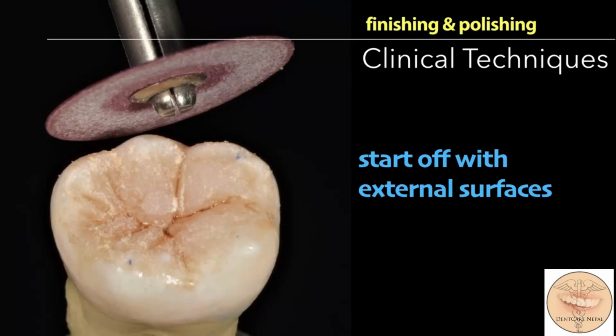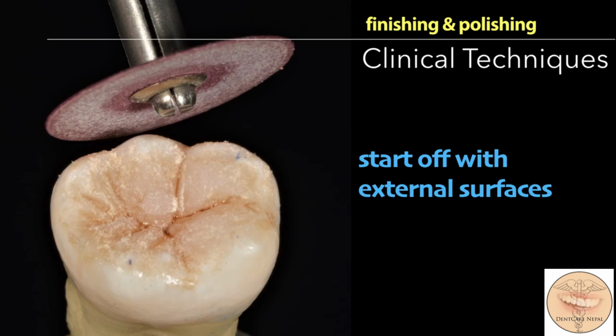Then the next thing is finishing and polishing. After doing restorations, the most important thing is how to finish and polish, because without finishing and polishing your restorations cannot live much longer. They can attract stain, food can deposit over them, and in the end you will end up with discolorations and poor restorations, and the restoration will fail. So finishing and polishing is a very important and mandatory step, and for that you also need training.